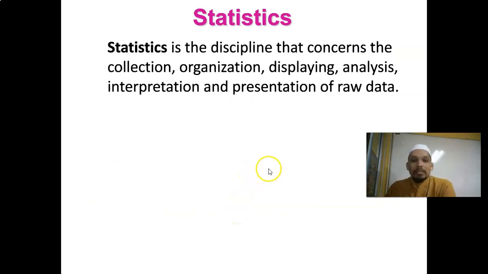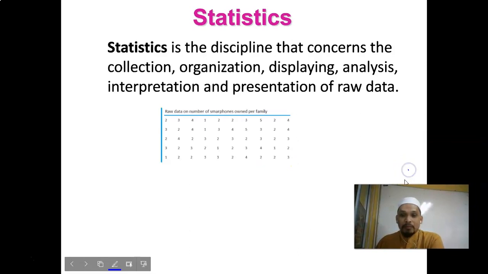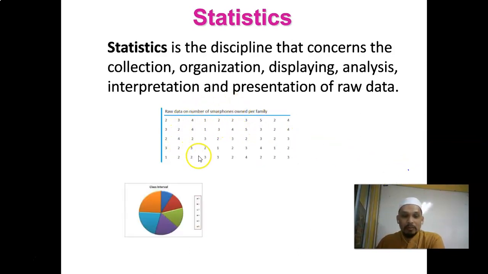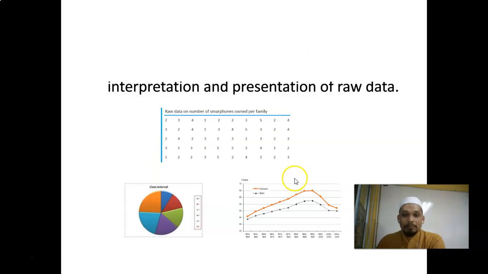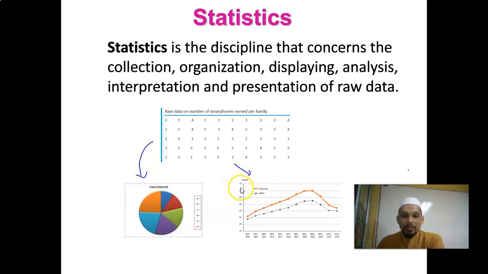Statistics is a discipline that concerns the collection, organization, displaying, analysis, interpretation, and presentation of raw data. From this raw data of smartphones owned per family, for example, we can elaborate all this data into a pie chart, or a graph.